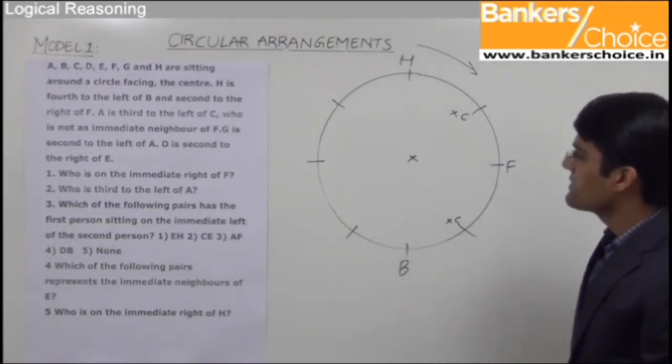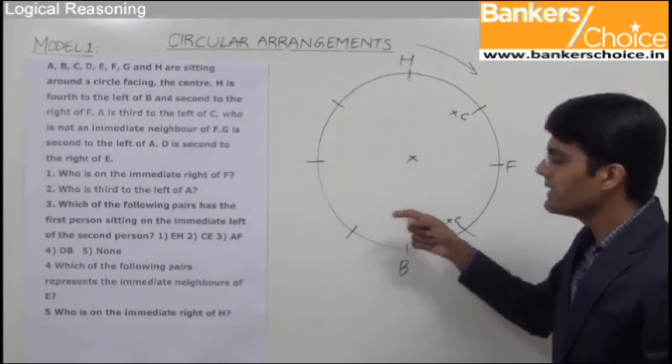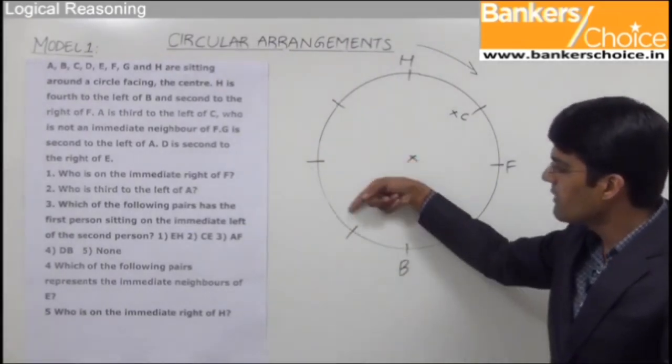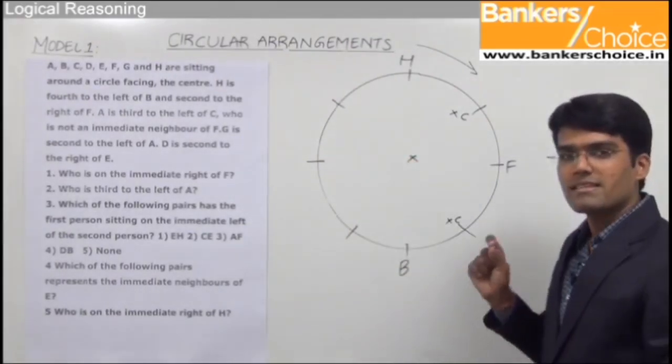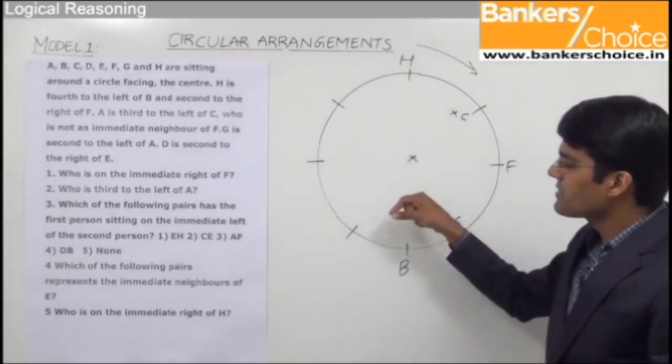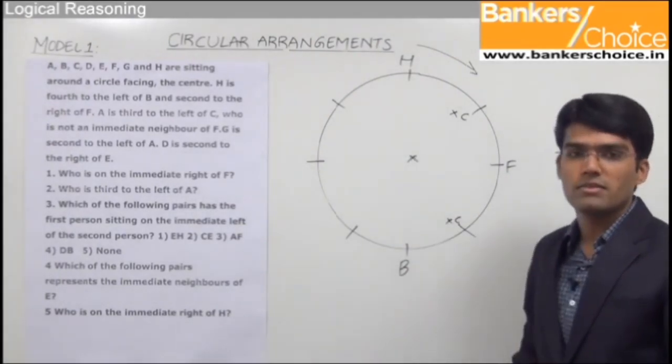And the remaining positions which are vacant are 1, 2 and 3. So C can come in any of these 3 places. Let us try and find out which is that position out of these 3 where C should sit.